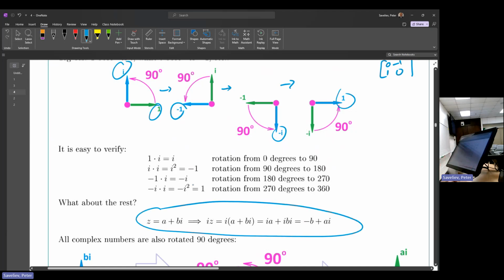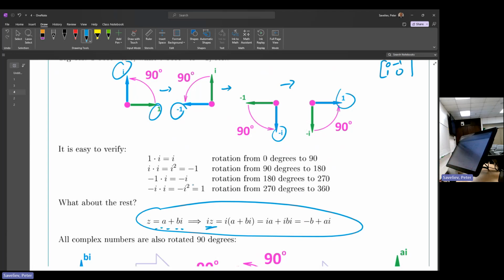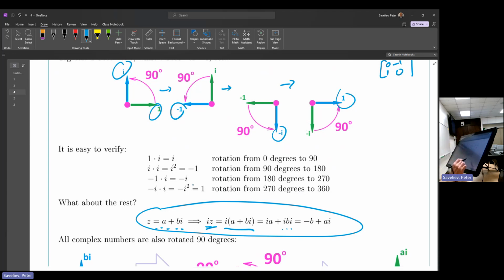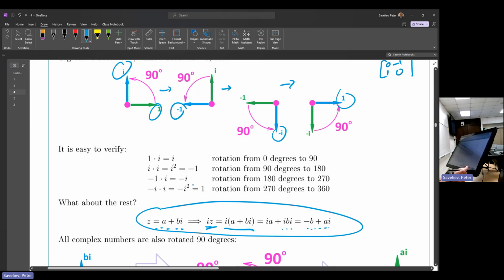So take any number z = a + bi, and I multiply by i, I have iz. Let's carry out that multiplication. I have ai plus bi squared, which is negative b. So I end up with negative b plus ai. In other words, a + bi becomes -b + ai.